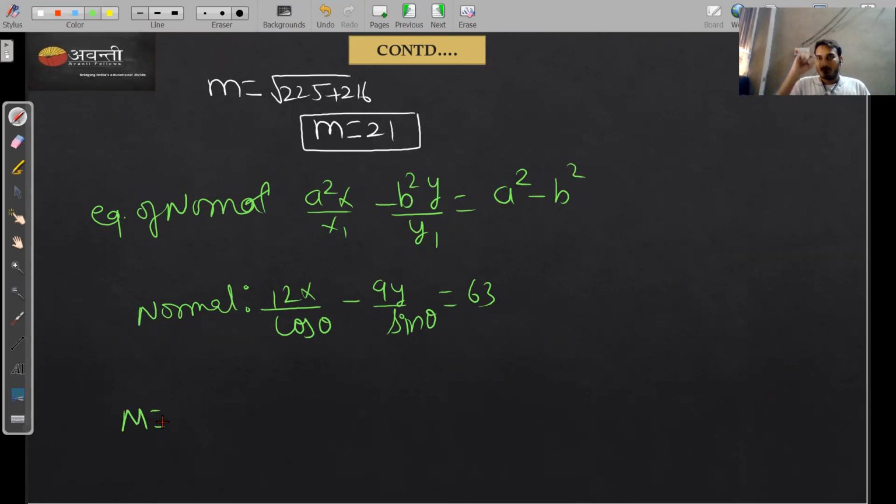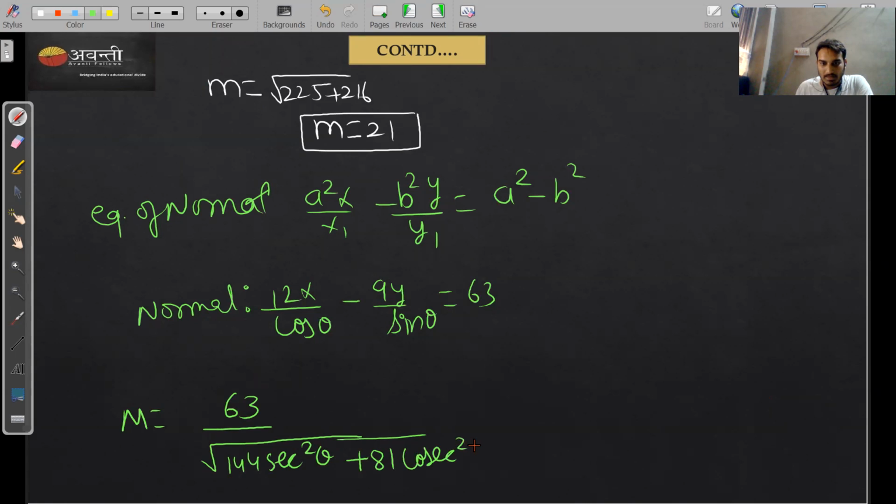Now what is capital M? Capital M is the perpendicular distance from the center, that is 0, 0, on the normal. What is the formula to find the distance from a point to a line? Constant upon under root of a square plus b square. So it becomes 63 divided by under root of 144 sec square theta plus 81 cosec square theta.